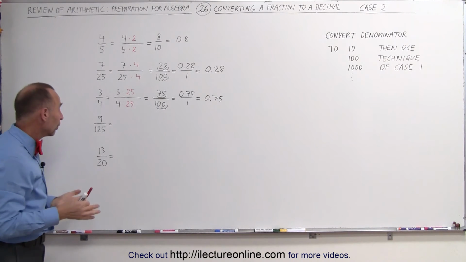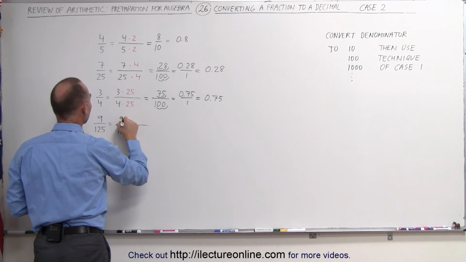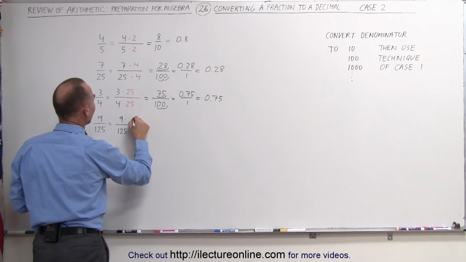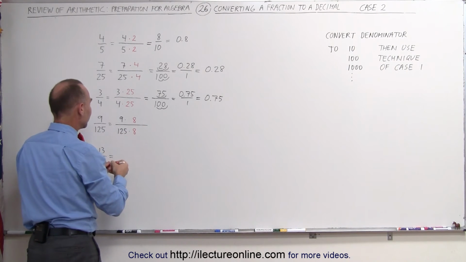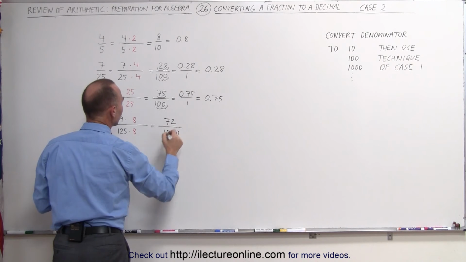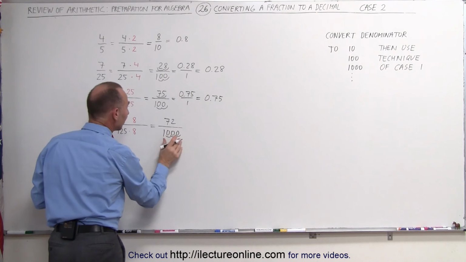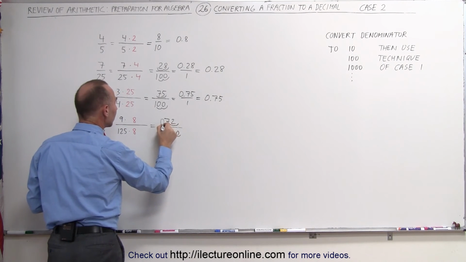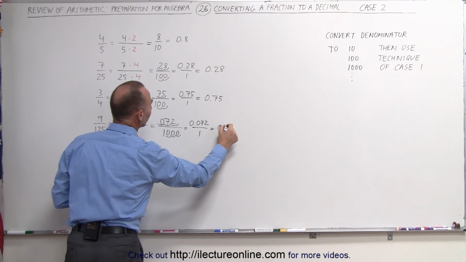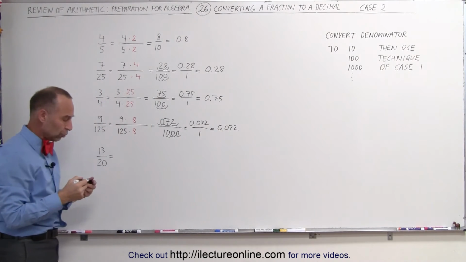125, well, that fits evenly into 1000 8 times. That means we can change this fraction by multiplying both the denominator and the numerator by 8. So not 125 times 8. Multiply the denominator times 8, multiply the numerator times 8. The denominator then becomes 1000. The numerator then becomes 72. Then to turn into a decimal, we realize that we have to move the decimal place 3 times in the denominator to turn into 1. We need to do the same for the numerator, 3 spots. And so this becomes 0.072 divided by 1, or 0.072, which means that 9 over 125 is the same as 0.072.